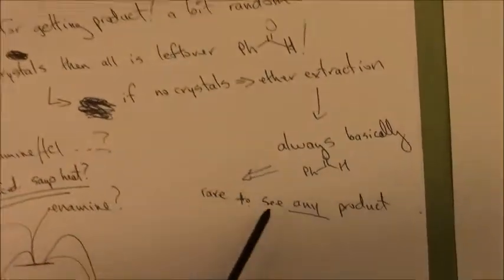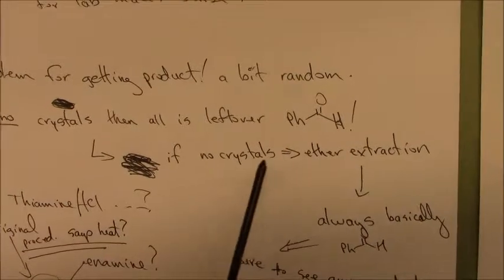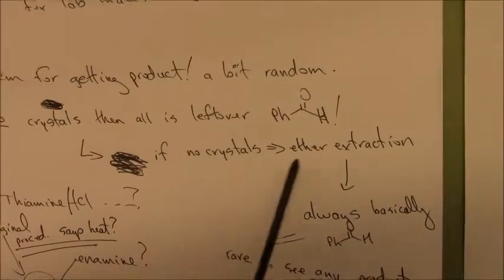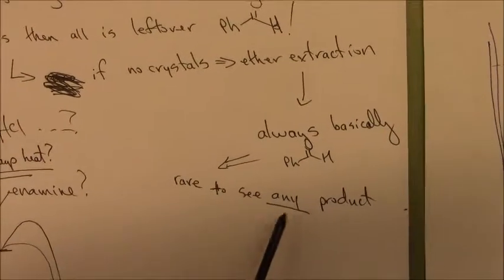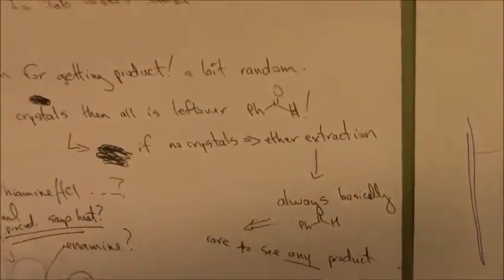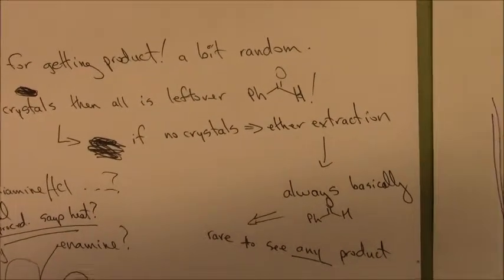You might have to end up doing it a few times. But the one thing we know is whenever there were no crystals when you're done your reaction, they do an ether extraction, they basically only ever see this. And it's very rare to see any product whatsoever. So it's either absolute failure, right? Or you get crystals is typically what happens.